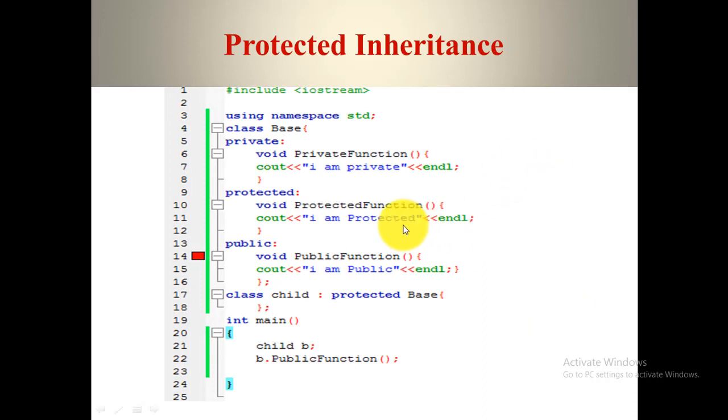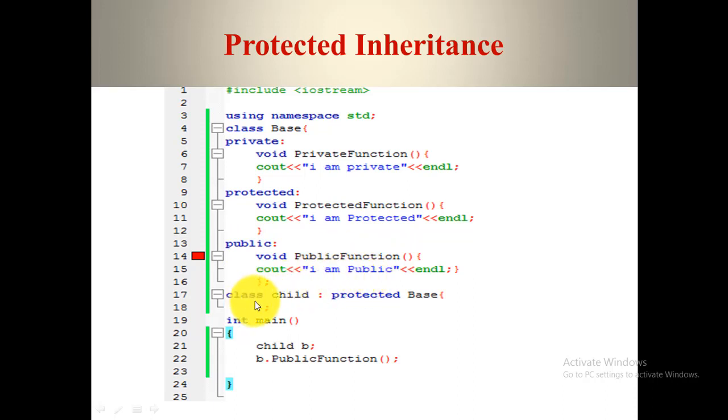In protected inheritance, as we have discussed, this is the base class, and in the base class we have three sections. The private section has a function named private function, which simply prints I am private. The second is the protected section, which has a function named protected function, which prints only the statement I am protected. After that, the public section has a public function that prints a simple statement, I am public.